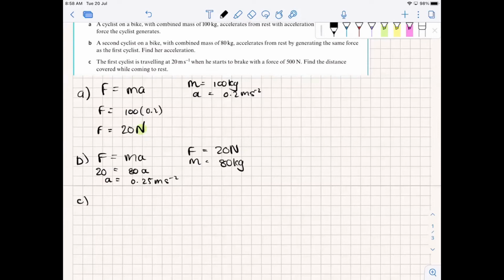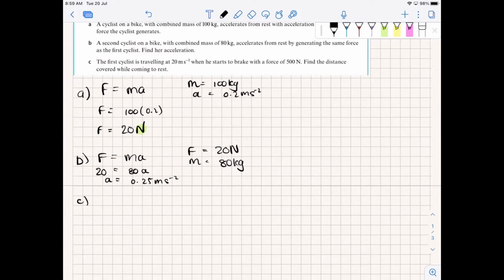Question C is going to use Newton's second law. Remembering that when we're talking about Newton's second law, force equal to mass times acceleration, that acceleration is something that we know how to work with. That's what we spent the whole of the last chapter doing.